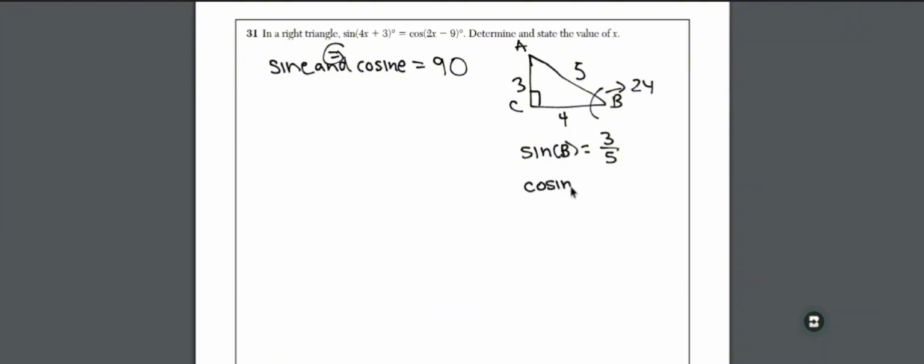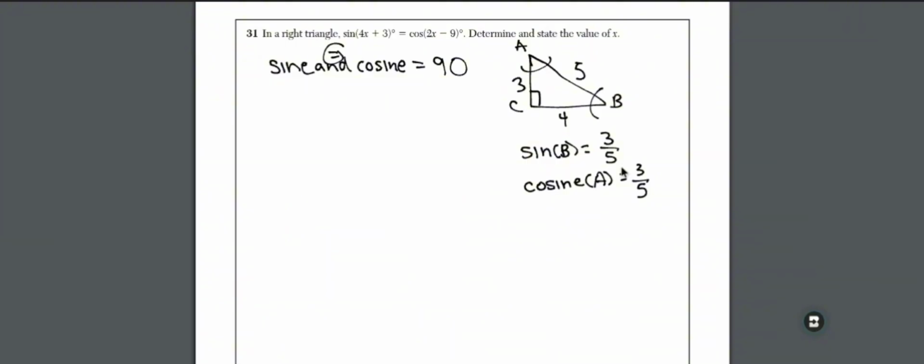Cosine of angle A, if I do cosine of angle A, and say that I don't have the measurement of angle B, cosine of angle A is also 3/5. So cosine and sine of specific angles are going to be equal to each other. If I say cosine of angle B, that is sine of angle A. So remember, sine and cosine equal 90, and sine of an angle and cosine of another angle are equal. So that's how they set it up.